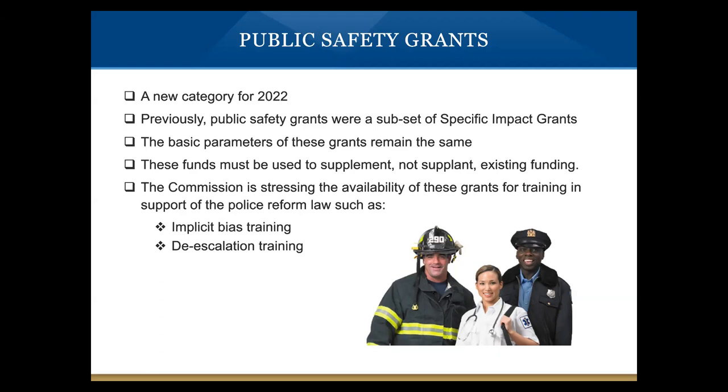The commission is stressing the availability of these grants in this particular year for training in support of the police reform law. Some examples of this, which you may be familiar with, are implicit bias training and de-escalation training. These would be along the lines of ICAT training, if any of the members of law enforcement agencies are familiar with that training, and also crisis intervention training, which focuses on police interactions with individuals in mental health crisis. So those are just some examples of training that may be the subject of a grant request by your agency.